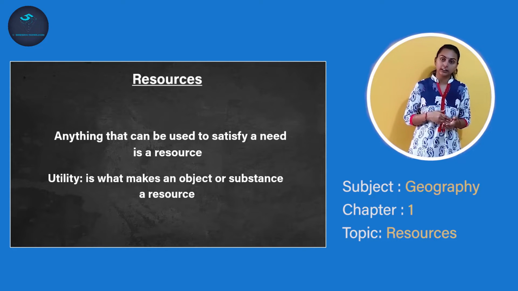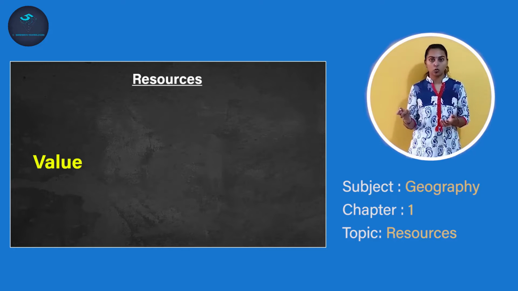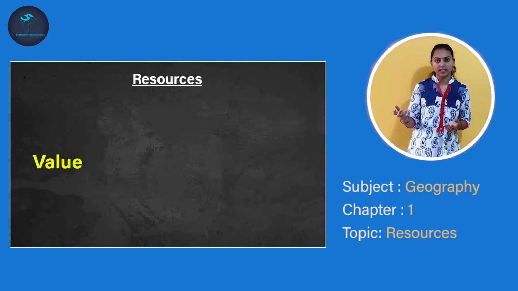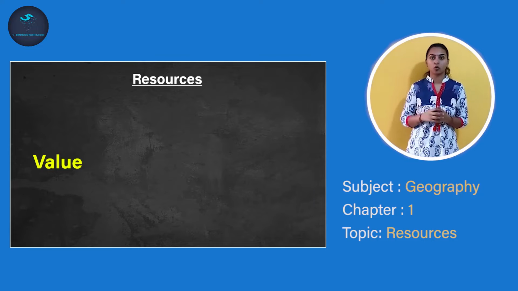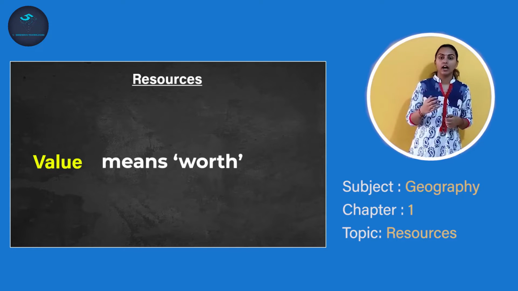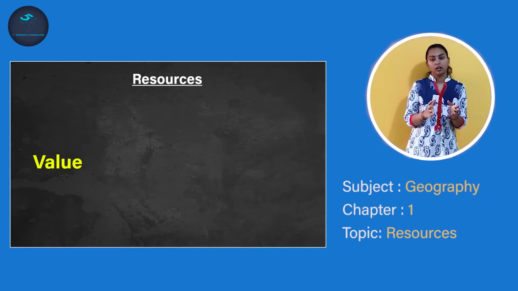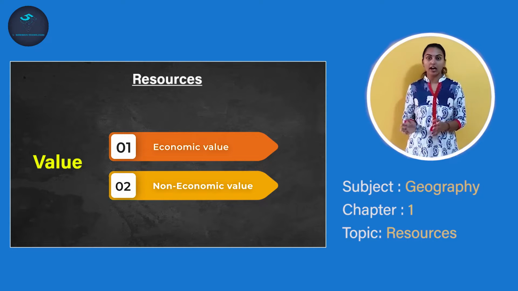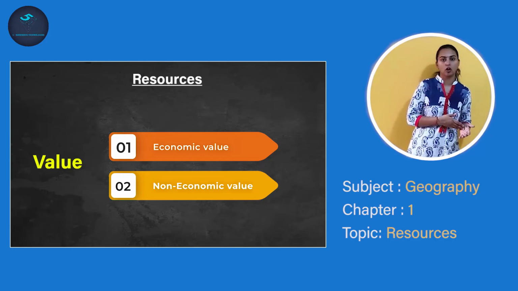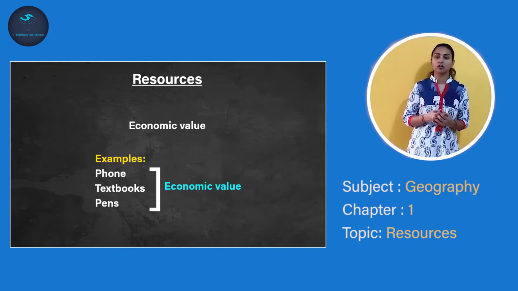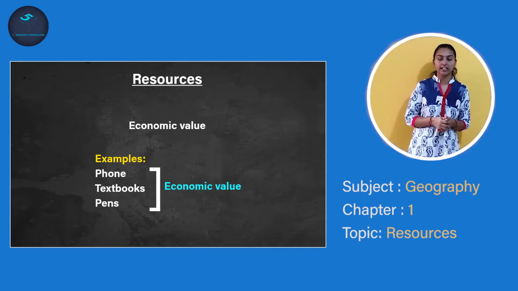Now all these utilities have some value. All these objects, all these substances have some sort of value. Now what does value mean? Value is worth, right? Some objects have economic value and some objects have non-economic value. Economic value, for example, the phone you are using has some sort of economic value to it. The pens, the textbooks, all these things you go and purchase have some economic value.